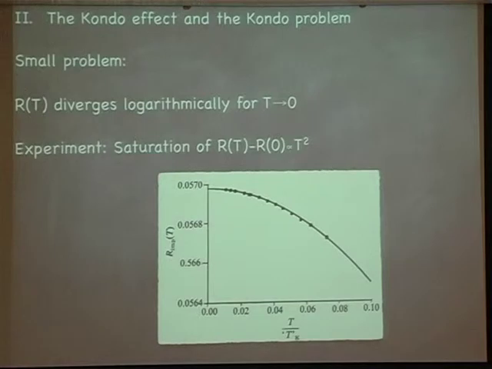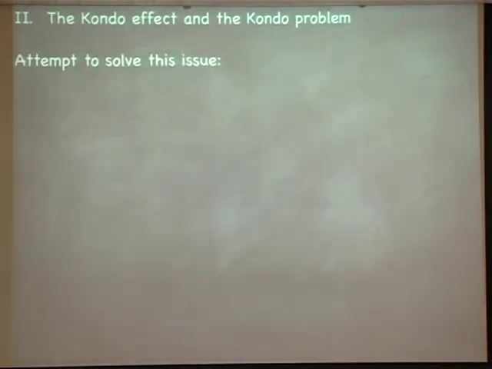And you can do even more. You can actually follow the behavior of this resistivity curve here, and what you observe is that it is proportional to T squared. So there's no logarithm here anymore. You may find logarithms down here, but there's no logarithm anymore down here. So that's a small problem, and we can try to resolve that by standard approaches.